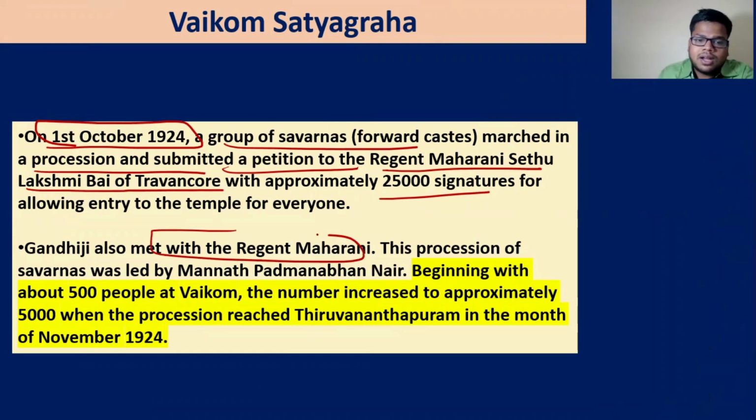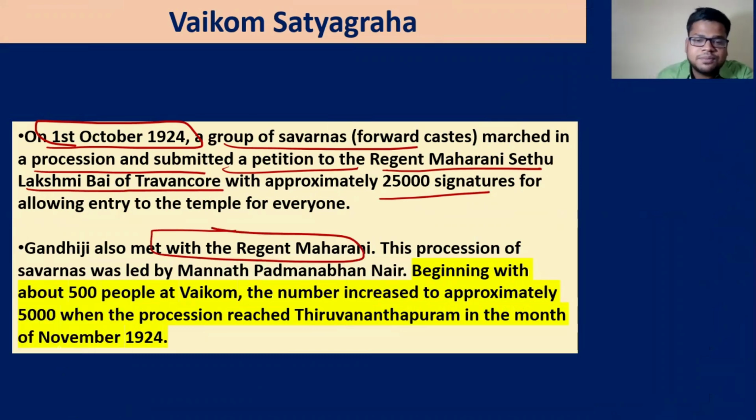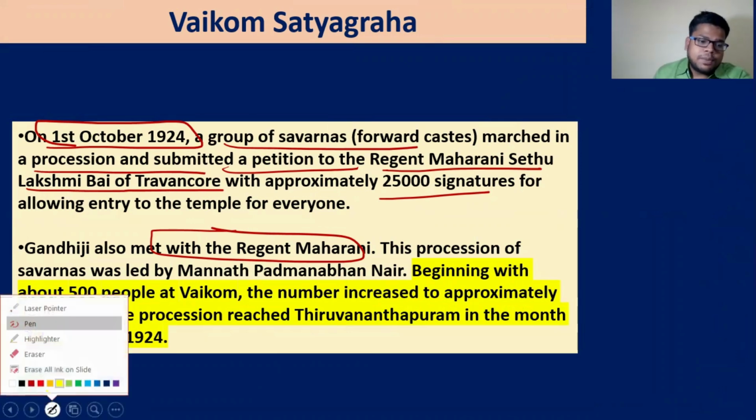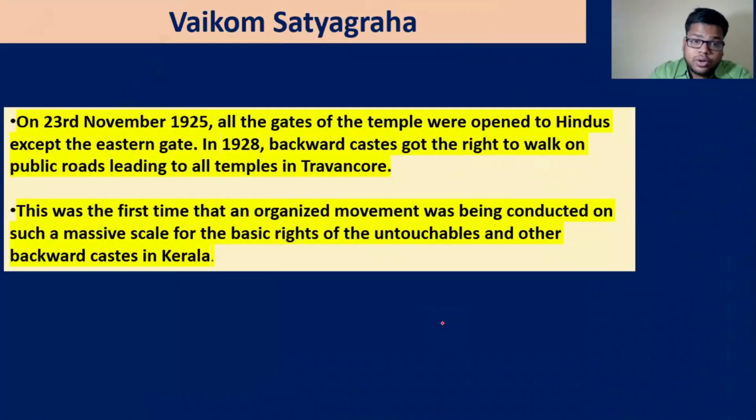Gandhiji also met with the Maharani, and there were a lot of conversations between Gandhiji, K. Kelappan, and many people. You people may know a lot, because in the local area there are a lot of stories and more information with respect to such conversations. A lot of people took to the procession, and around 5,000 people reached Trivandrum in November 1924.